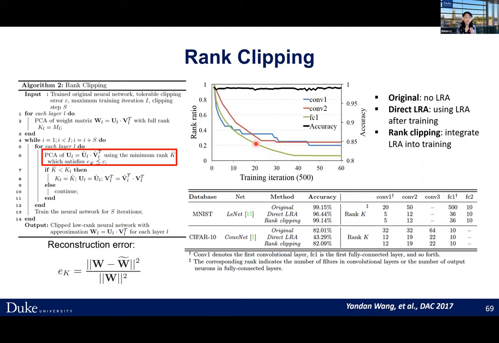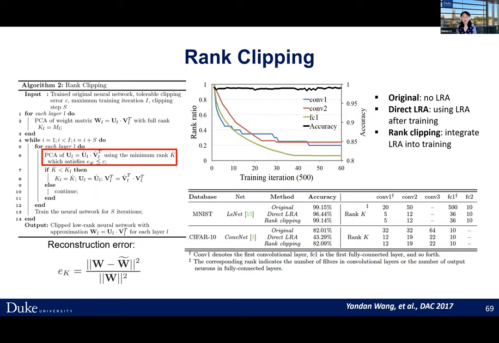If we observe different layers, the rank ratios are gradually reduced until they reach a plateau, saturation. The reduction of the rank ratio for different layers is a little bit different. The result shows the rank clipping obtains similar accuracy as the original design, while directly applying low rank approximation, you can see its accuracy is much lower and not tolerable. If you take a look at the rank, through gradual rank clipping we're able to obtain a similar rank as the direct LRA. So basically we maintained accuracy but reduced the computation cost.